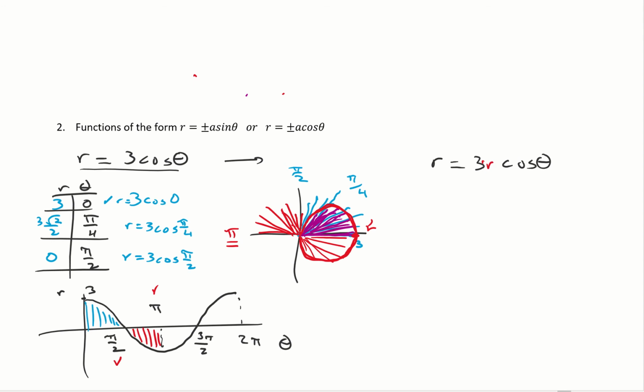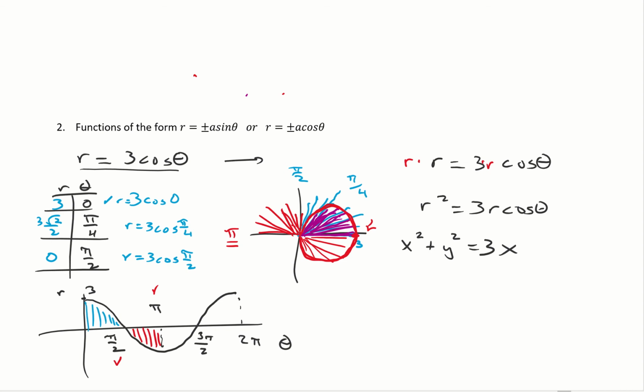I multiply both sides by r. It's a trick from trigonometry that you rarely ever use. But what happens is you get r squared is 3r cosine theta. And then all of a sudden, those formulas for converting back and forth between rectangular and polar kick in, and r squared gets replaced by x squared plus y squared, equals 3, and then r cosine theta gets replaced with x.